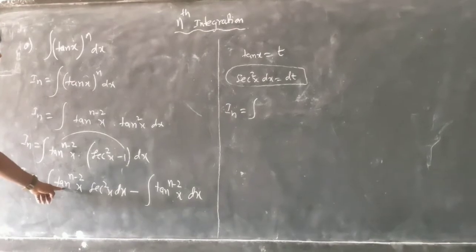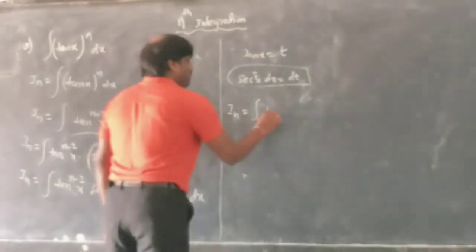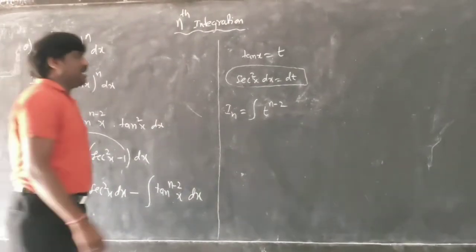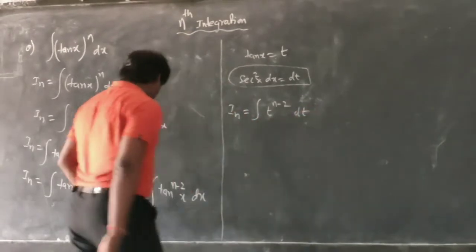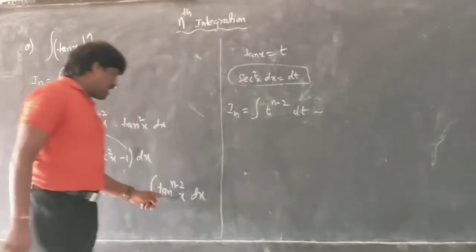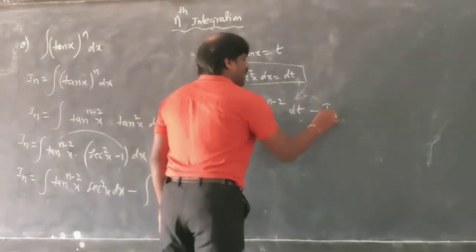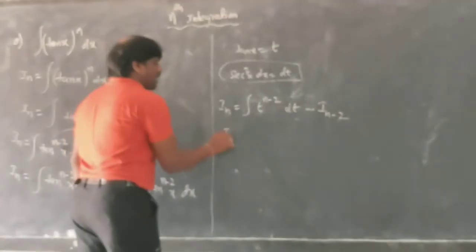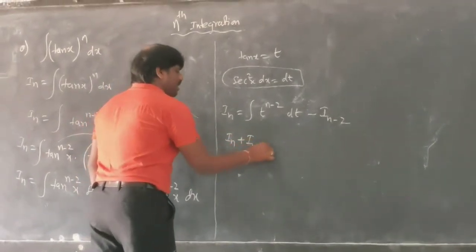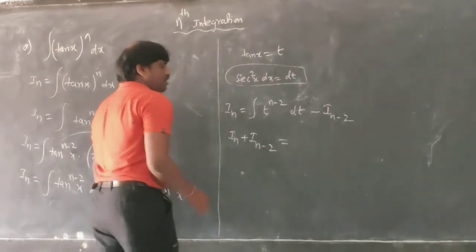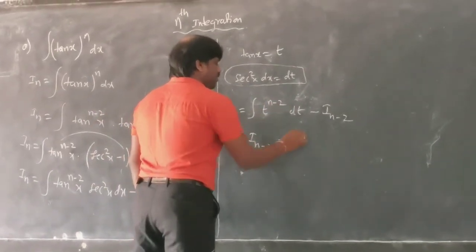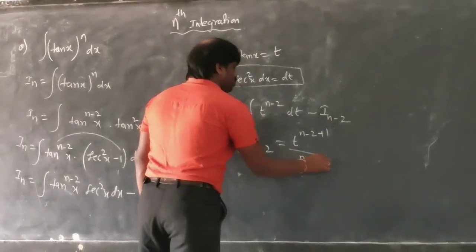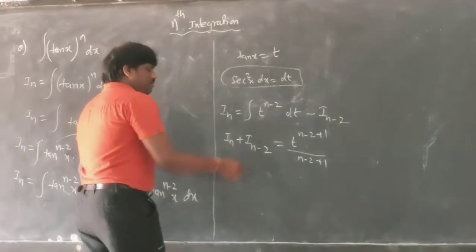So this question becomes In is equal to integration of t power n minus 2 into this sec square x dx, which can be written as dt, minus In minus 2. So sending that to this side, what I get here is In plus In minus 2 is equal to integration of t power n minus 2 plus 1 upon n minus 2 plus 1. That is what I am going to get here.